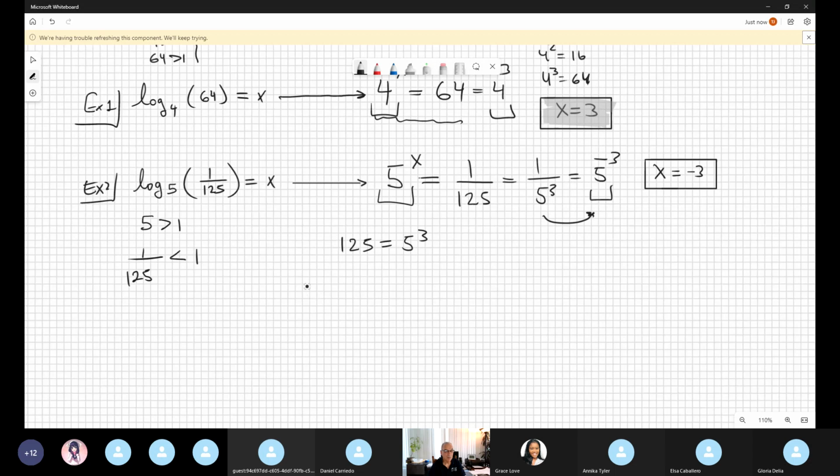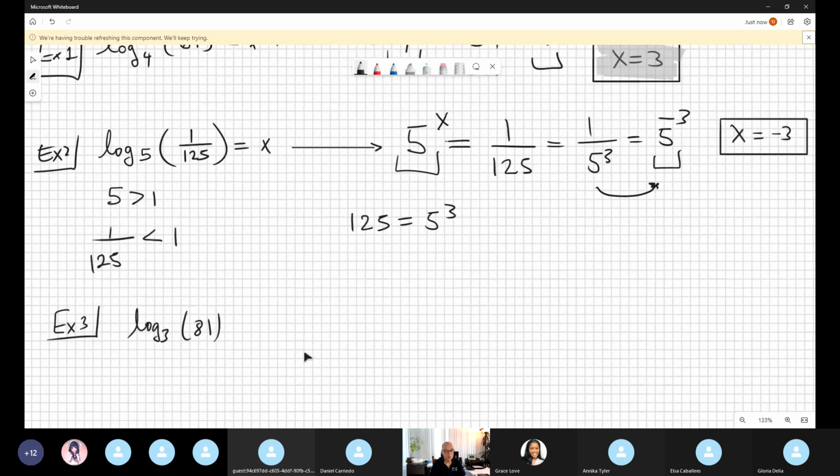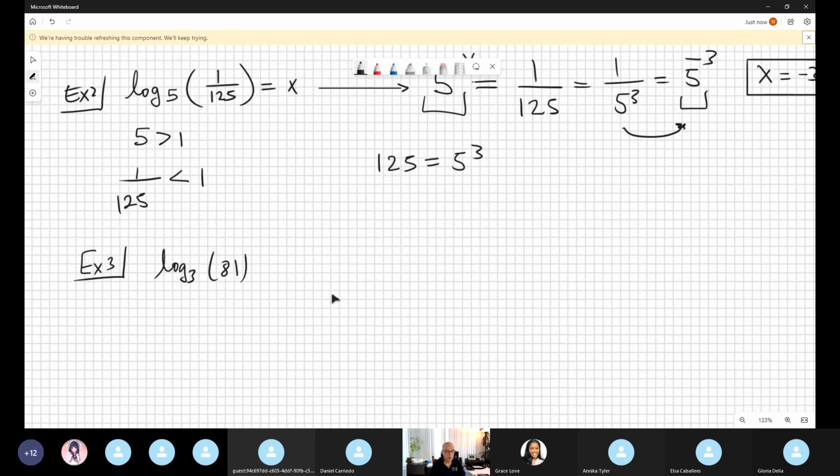Okay, let me try another example. Logarithm base 3 of 81. I don't understand very well, but I analyze: the base 3 is greater than 1, and 81 is also greater than 1. So there is no contradiction. Therefore, we expect a positive number here. But I have no idea of the value.